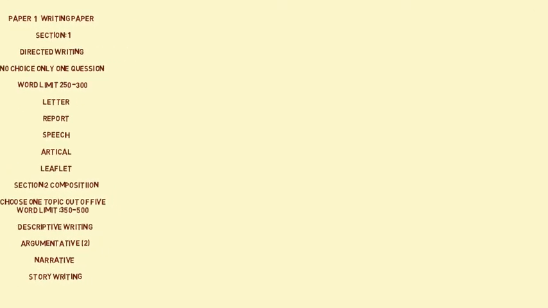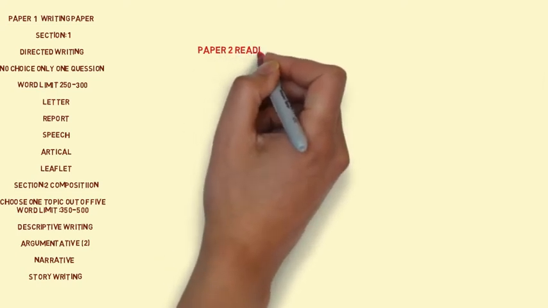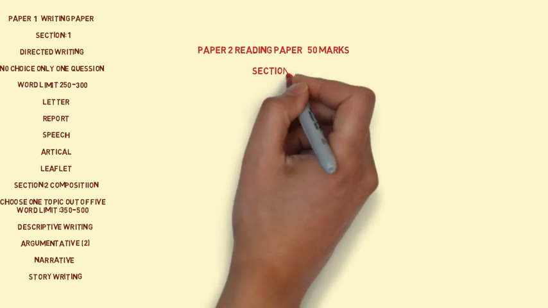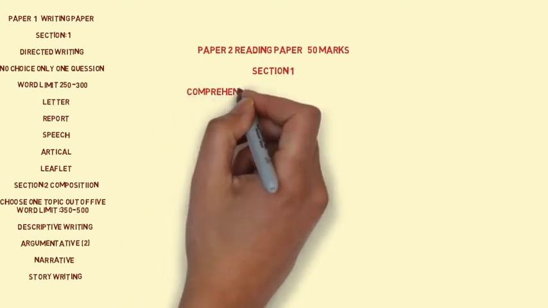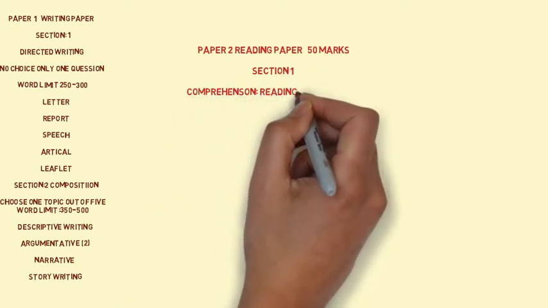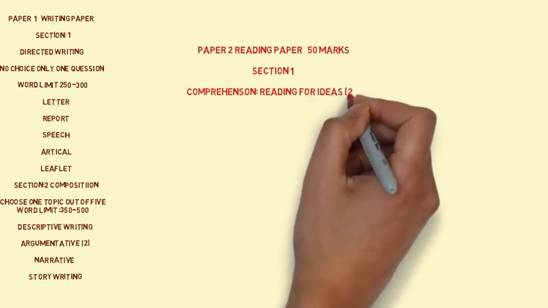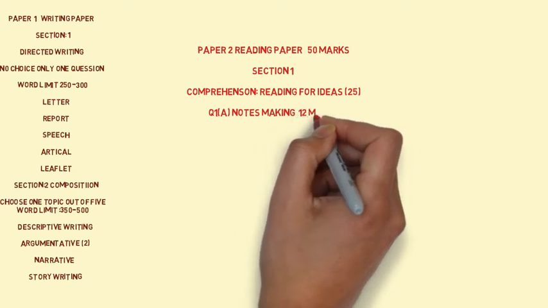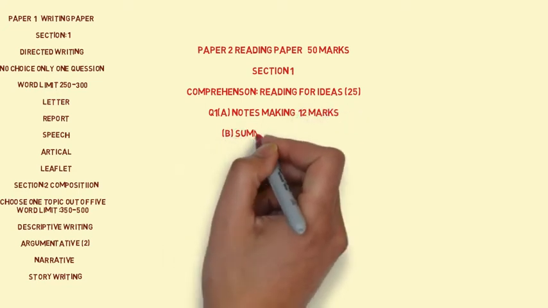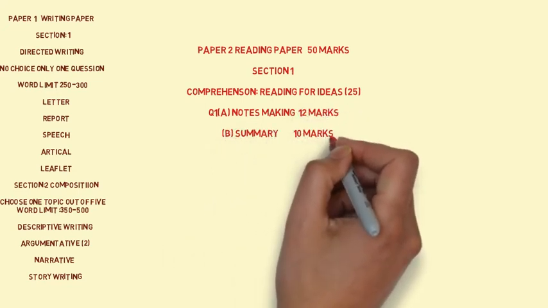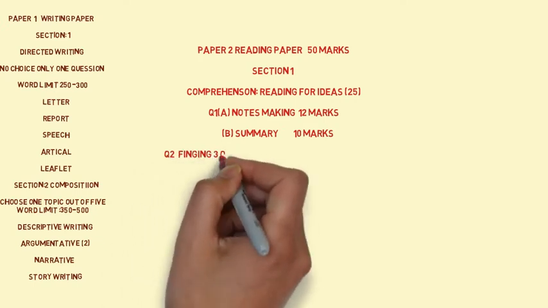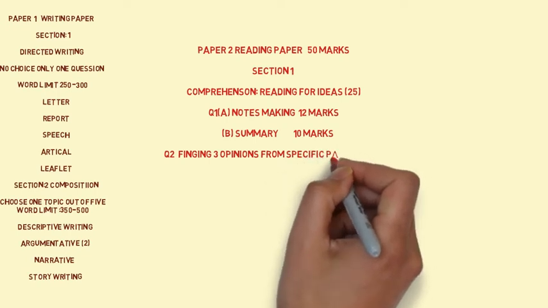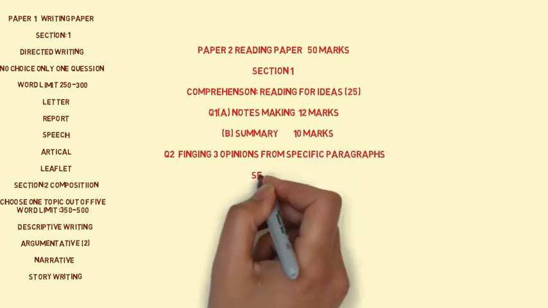Now let's have a look at paper 2, which is the reading paper, and it has 50 marks. This paper again has 2 sections. Section 1 has a comprehension, which is called reading for ideas. In this comprehension you have only 2 questions. Question 1A is note making, only for 12 marks, and B is summary writing, only for 10 marks. Whereas the last question is finding 3 opinions from a specific paragraph set by the examiner.